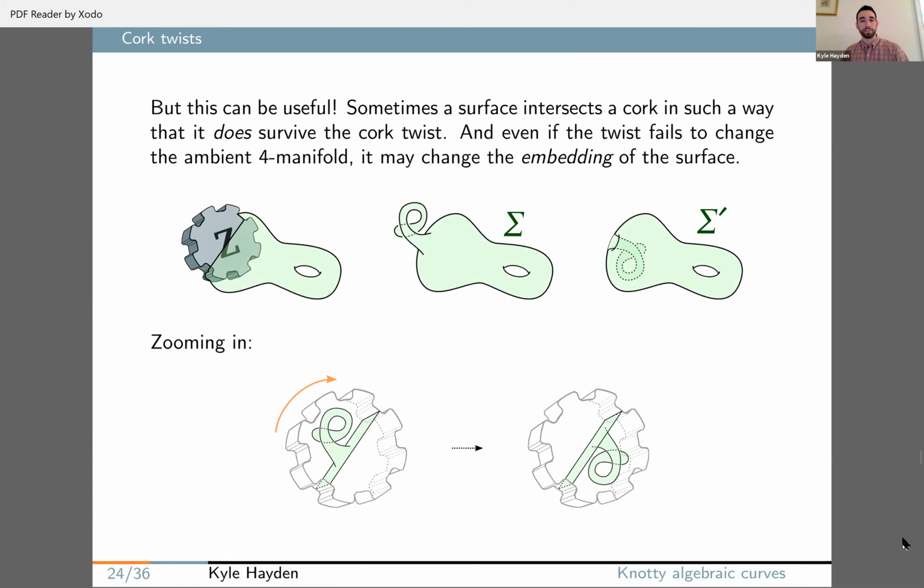I'll wrap up on this slide. Cartoonishly, we can imagine we have some surface sigma, which intersects a cork in just a delicate enough way that after you cut this thing out and reglue, the surface does survive. But maybe because of some asymmetric way in which the surface intersected the cork, once you reglue it, it changes the embedding of the surface.